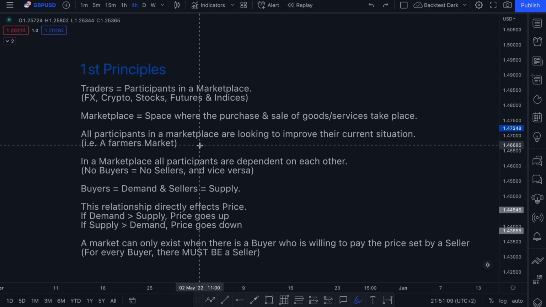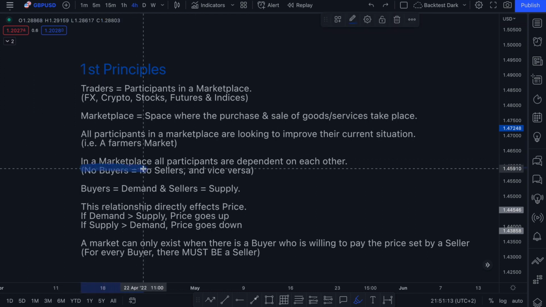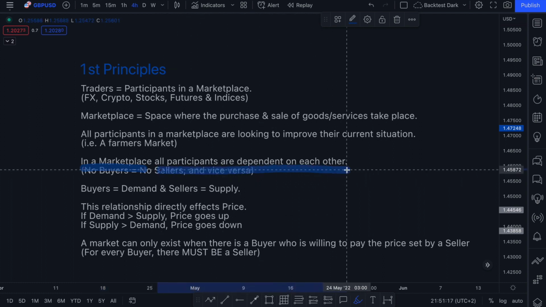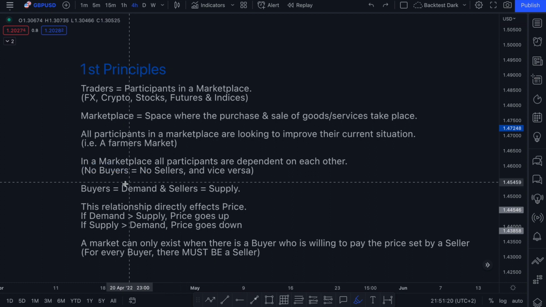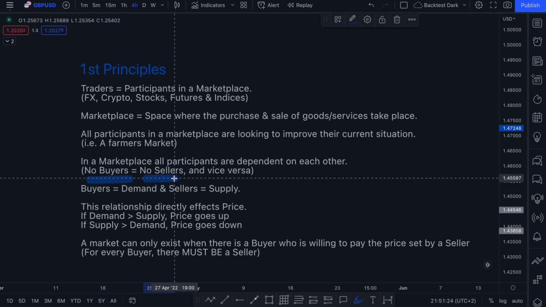In terms of it being a mutually beneficial space, we can say that in a marketplace, all participants are dependent on each other. What that means is if there are no buyers, there won't be any sellers, and vice versa. If there are no sellers, there won't be any buyers, because you can't buy something that isn't for sale. There needs to be someone who is willing to sell something in order for you to be able to buy it, and vice versa.